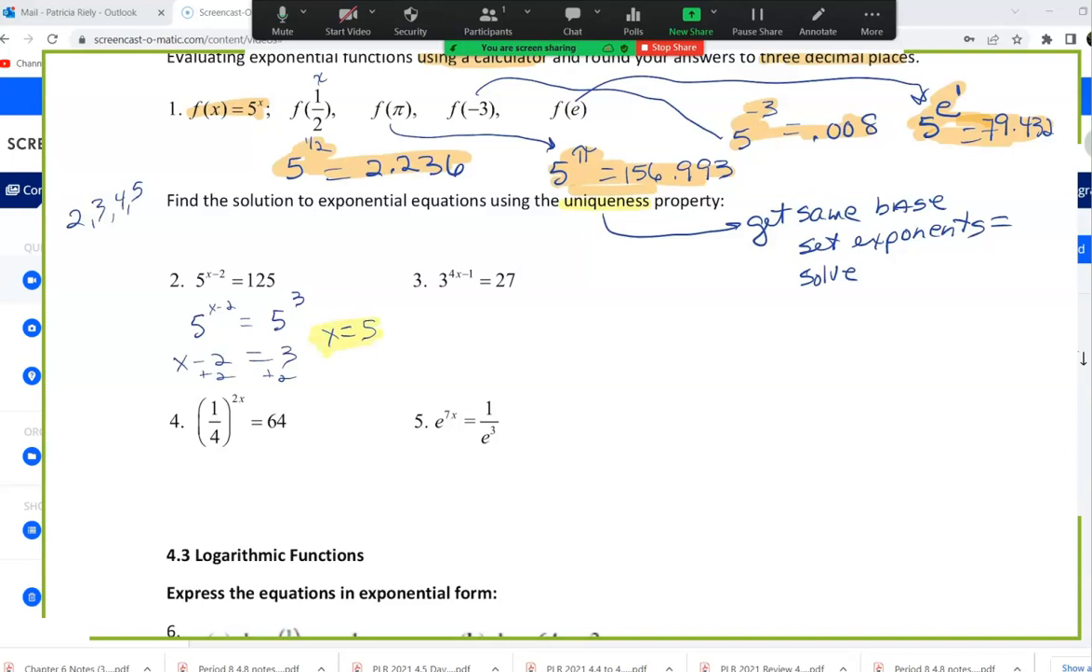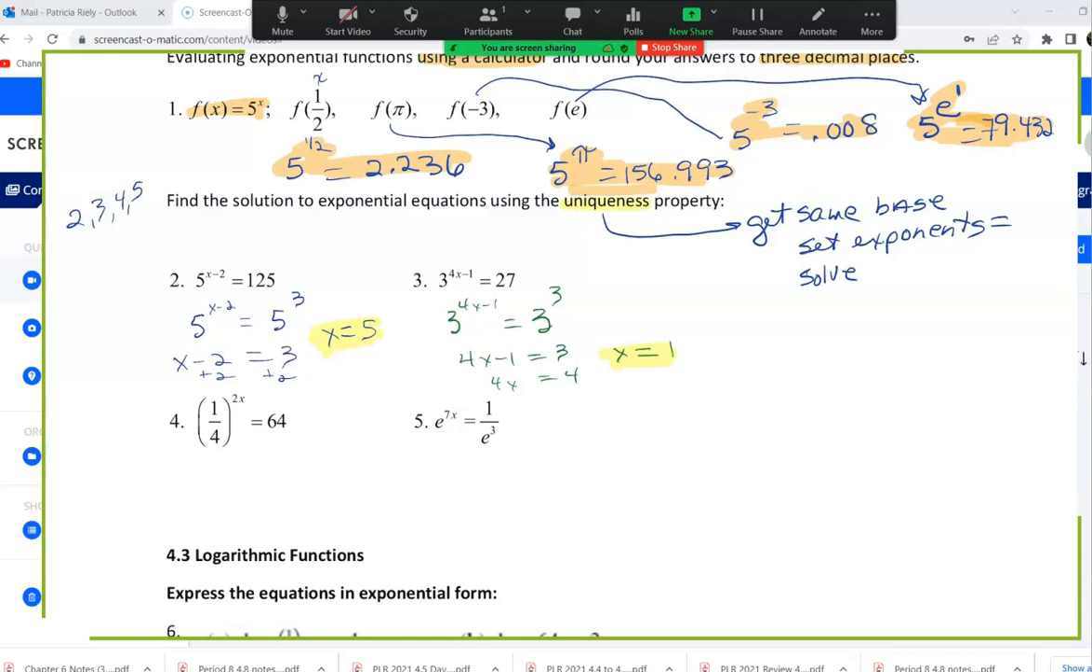Okay, I'm going to change color to get you a little contrast. All right, another common base, as I said, is 3. So 3 to the 4x minus 1 equals 3 to the third. So then when you have the bases the same, you can set your exponents equal. Plus 1 gives me 4x equals 4. So therefore, x is going to be 4 over 4, or 1. Okay, so that's all set.